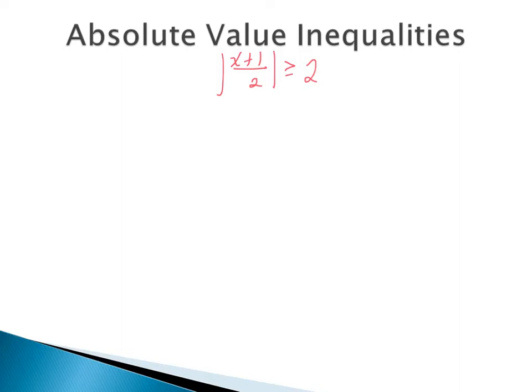So from here, we need to go back to those rules that we had before. We now have an absolute value that's greater than or equal to 2, which means we're going to make two separate inequalities to form a compound inequality. Essentially, we're just going to be keeping what we see without the absolute value bars. So you're going to have x plus 1 over 2 is greater than or equal to 2, or x plus 1 over 2, flip the inequality, so less than or equal to, and then we're going to make the 2 a negative 2.